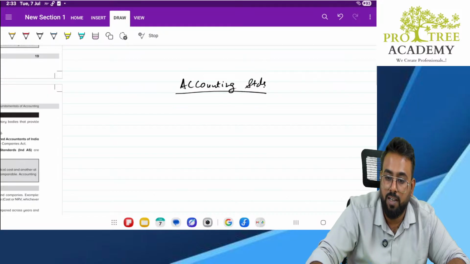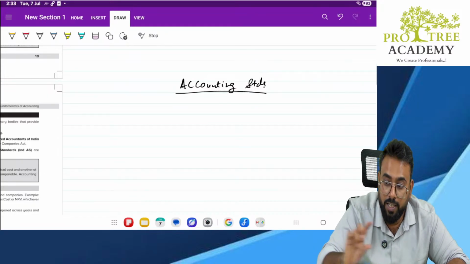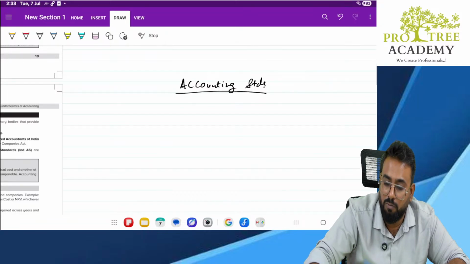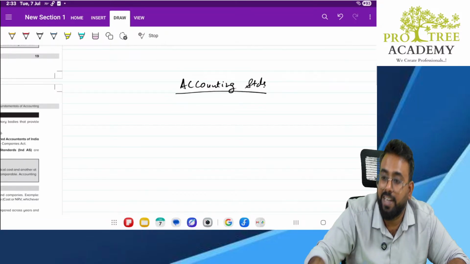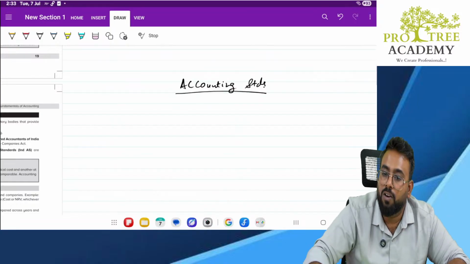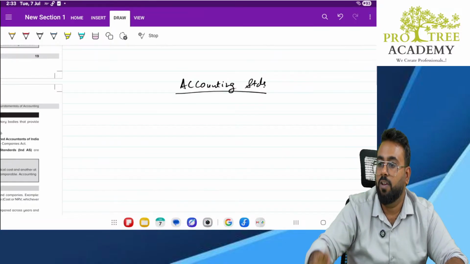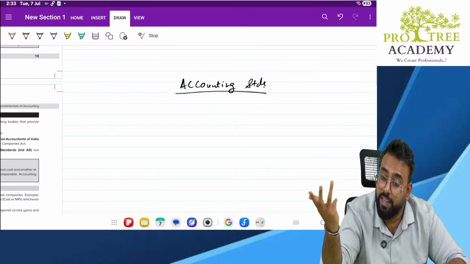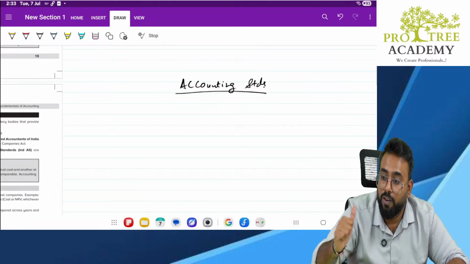Then what will they do, sir? Yesterday we saw the full disclosure clause. Correct or no? In full disclosure, what did it say? Disclose all the relevant and material information. Correct? So what should we do, sir? If you have not followed the accounting standard, disclose it. Disclose that we have not followed the accounting standard, and explain why you have not followed it.